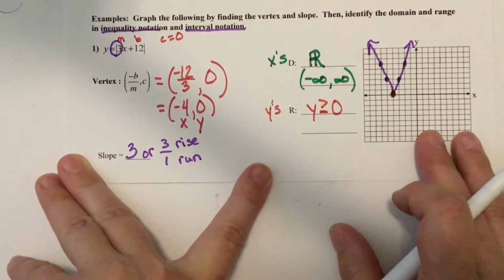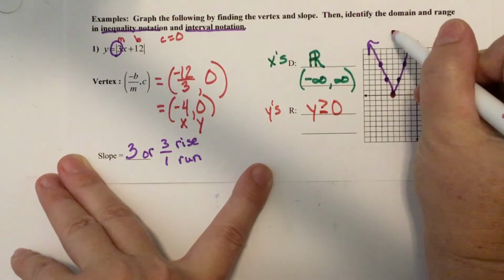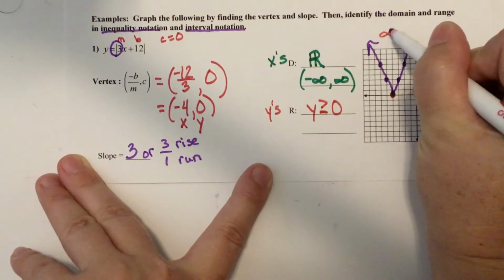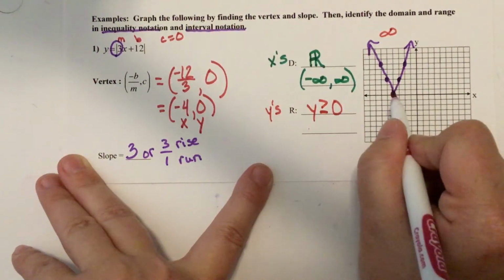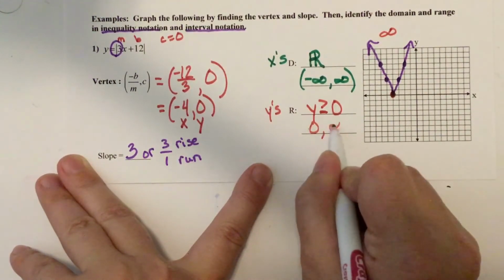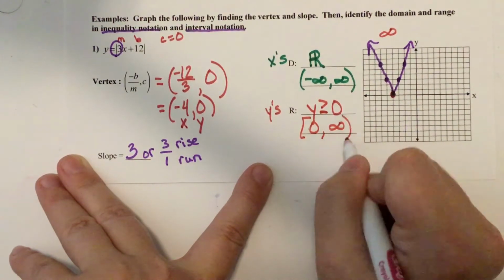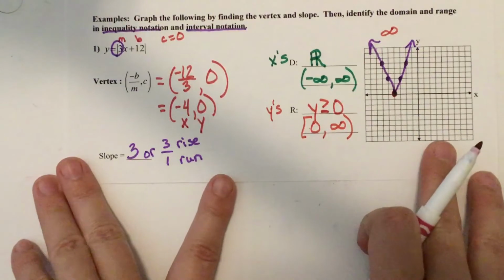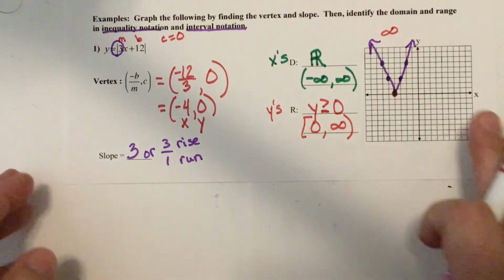Okay, interval notation. When you go up, up, up, you're getting bigger, bigger, bigger, so you're headed to positive infinity. So remember, it's smaller number, bigger number. So it's 0, comma, infinity. Closed circle gets a bracket. Infinity is always a parenthesis because you can't equal infinity. Okay, let's just keep trying.